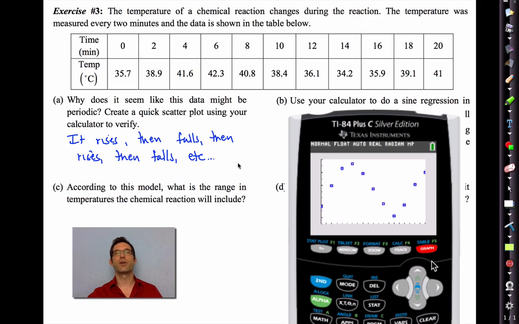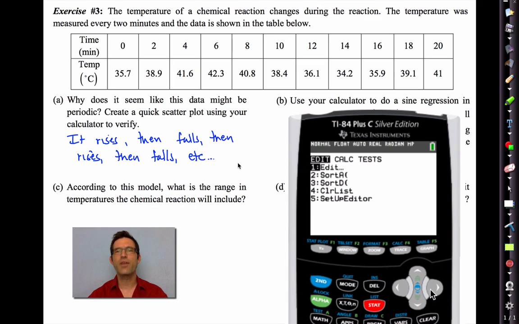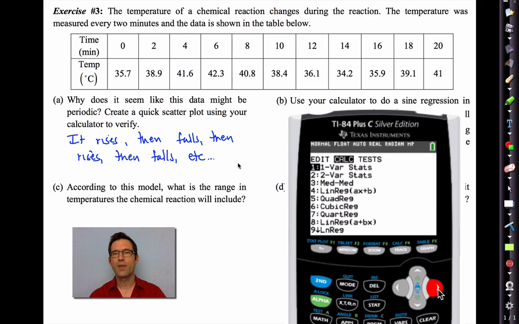So it definitely seems periodic. Now, let's take a look at sine regression. Sine regression is kind of weird. What I want you to do is hit the Stat button, go over to the Calculate menu, and now we've got to go down a long way. I don't know where it is on other calculators, but on the TI-83/84, it is way down there. You've got to hit the down arrow, down arrow, down arrow, down arrow.